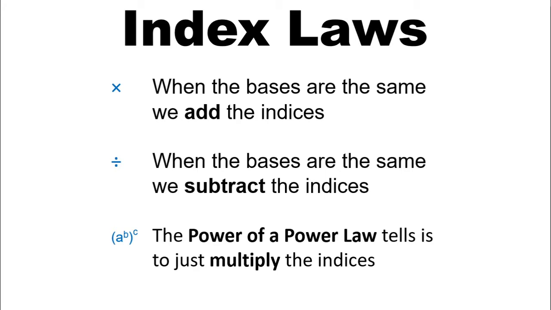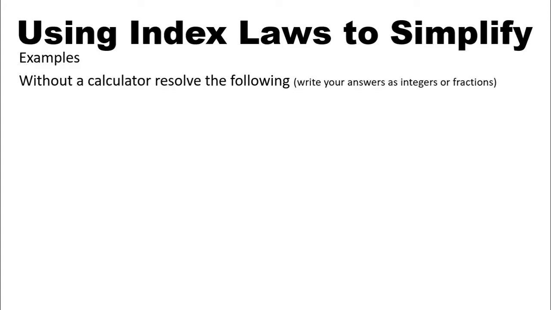The division law, when the bases are the same, we can subtract the indices. And the power of a power law tells us to just multiply those indices. In this case, we don't need to worry about the bases being the same because we're talking about a single term, a single base, which has got two powers acting on it. Let's try a few examples together to make sure we know how to apply what we've just gone over.